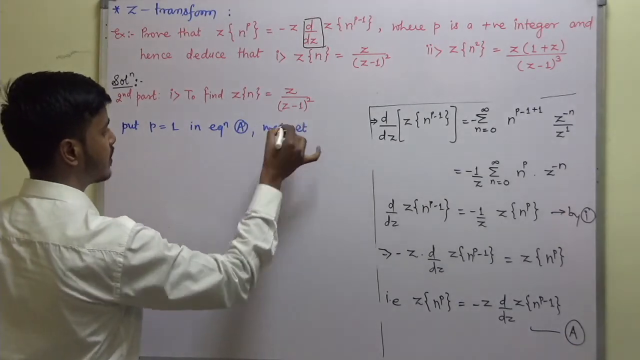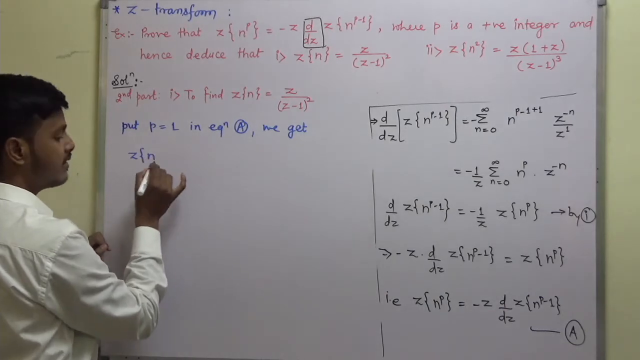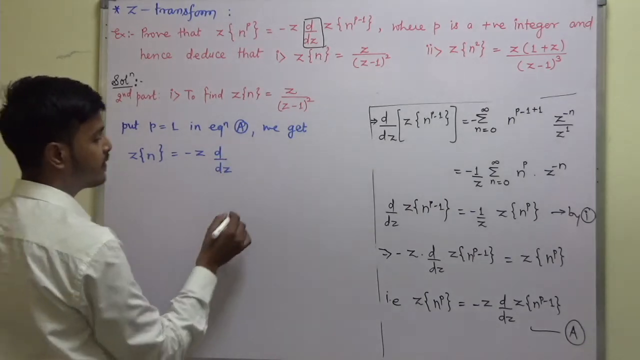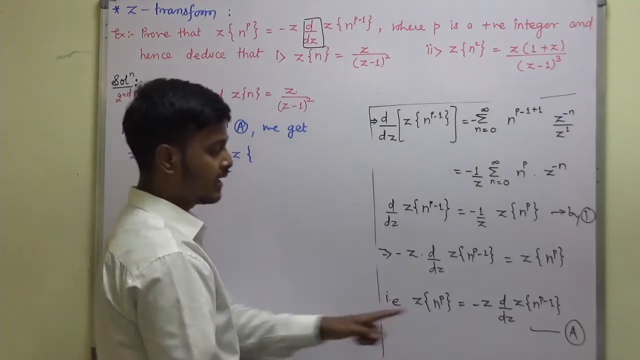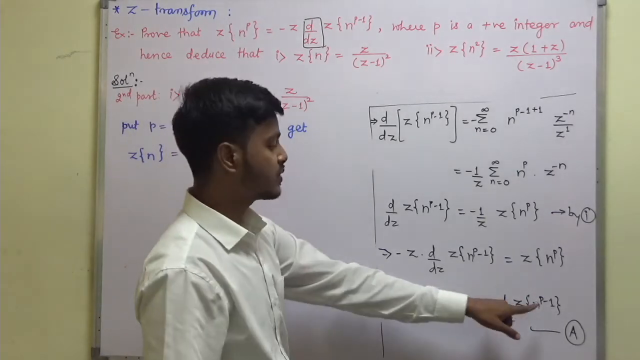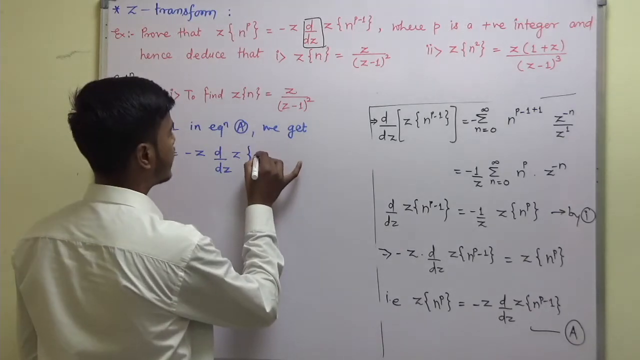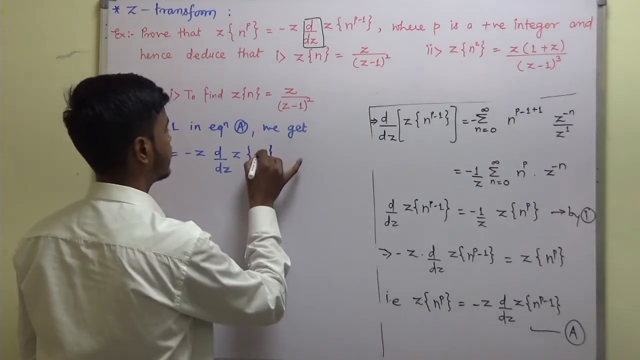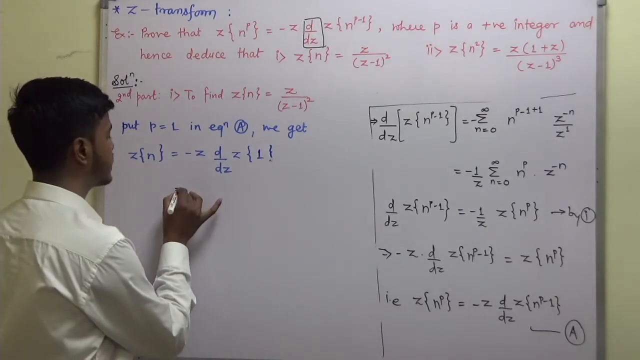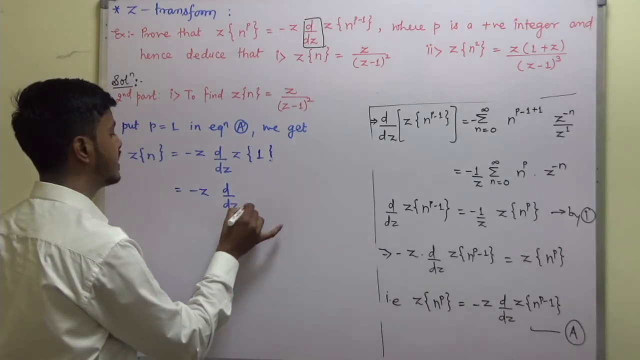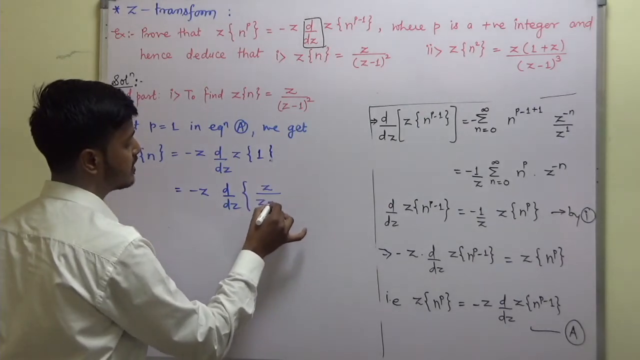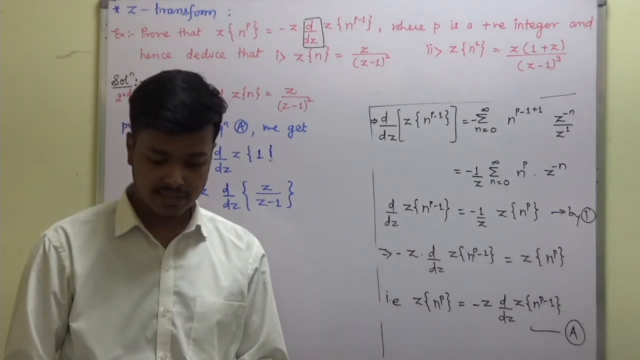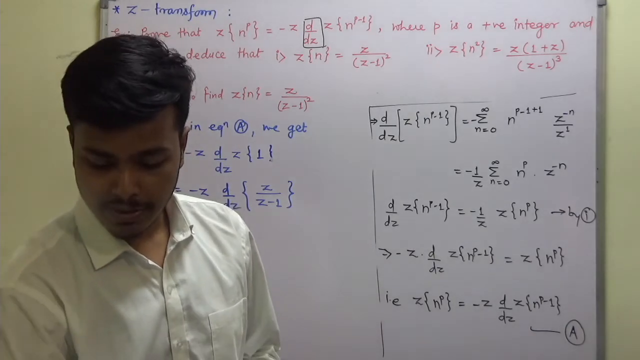We get z transform of n power 1 is equal to minus z into d/dz of z transform of n power p minus 1, with p equal to 1, so 1 minus 1 is 0, so n power 0 which is 1. Okay, and you know what is z transform of 1, so this is minus z into d/dz of z transform of 1 which is z upon z minus 1. Z transform of 1, in the very first lecture we have seen this.